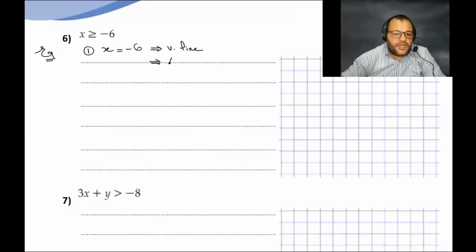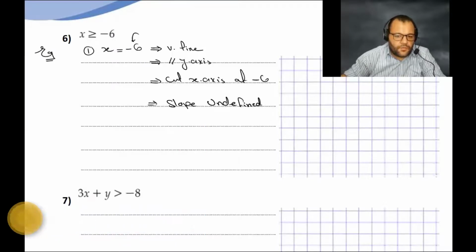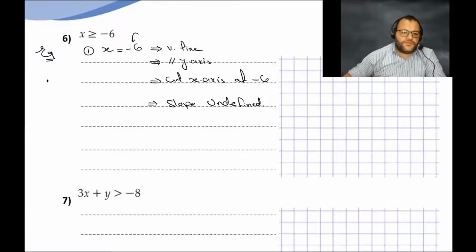This line will be parallel to the y-axis and intersect the x-axis at negative 6, because I said x equals negative 6. This line has an undefined slope. Any problem for this one? But when I say y equals negative 6, it will be a horizontal line, and it will be parallel to the x-axis.